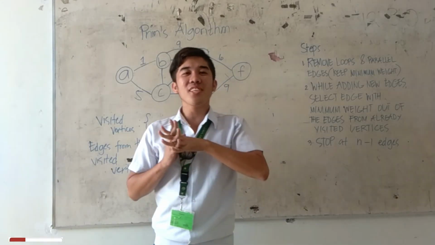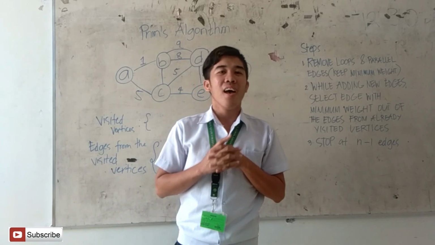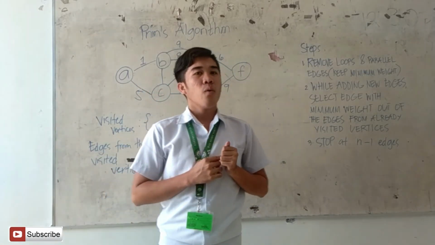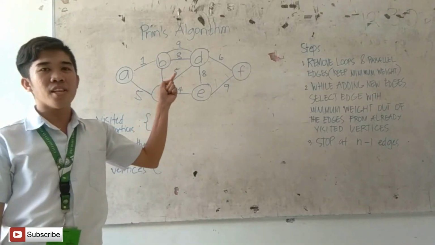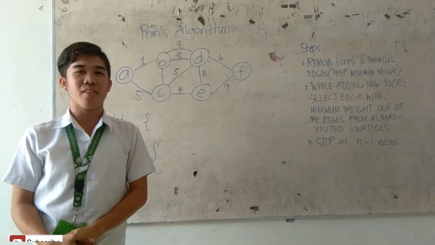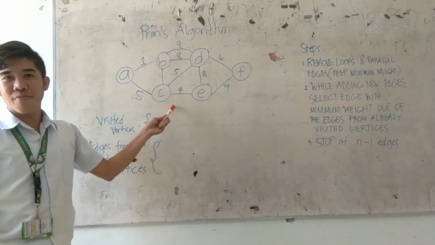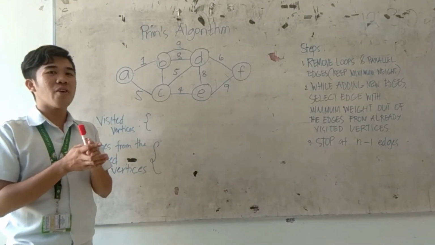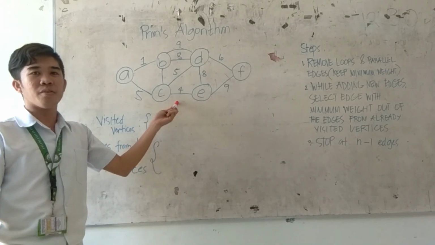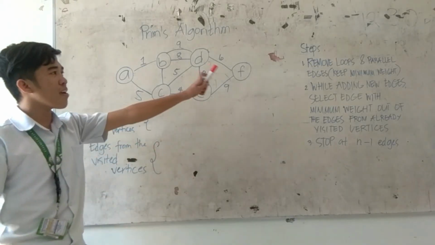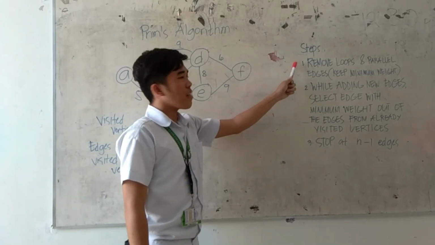We are done with the definition of Prim's algorithm. Now, to better understand Prim's algorithm, we have here an example or simulation of how Prim's algorithm works. So this is the graph, and what we're going to do now is find the minimum spanning tree of this graph. To do that, we have here the steps that we need to follow.